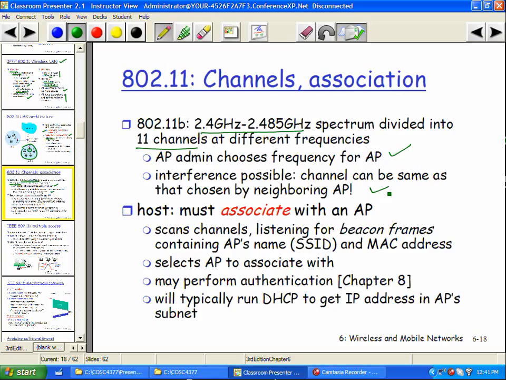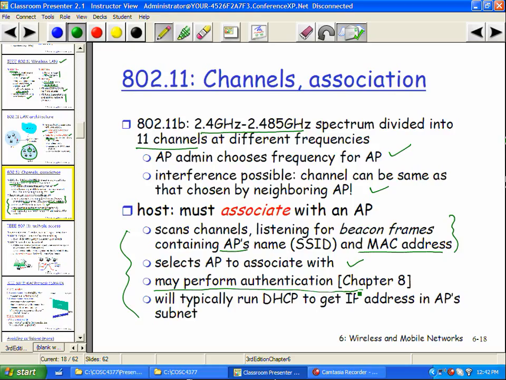To get into a network, a host has to associate with an access point. As that happens when you turn on a wireless laptop, it scans the channels, listening for specific frames containing the access point's name and MAC address. Is there an access point that's willing to talk to me? And the host will pick one, associate with an access point, and generally there will be some kind of authentication. Once you try to talk to the access point, it might ask you for a user ID and password or something.